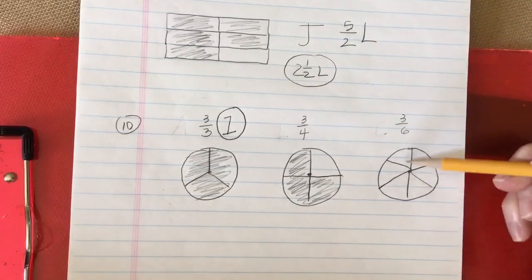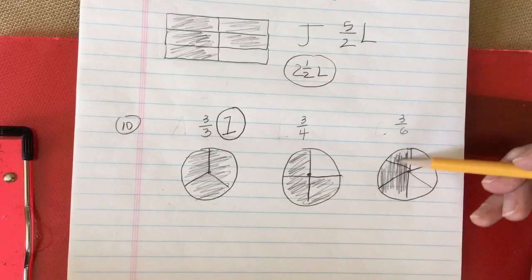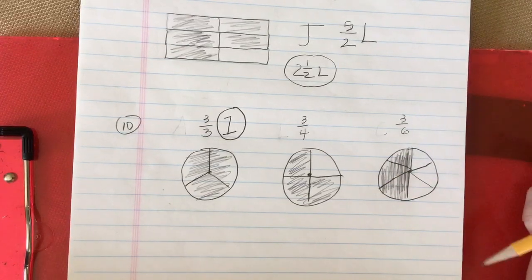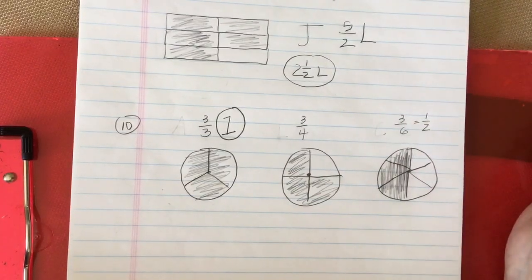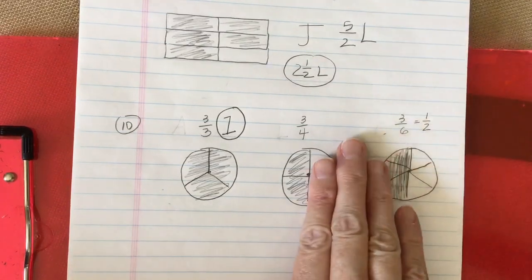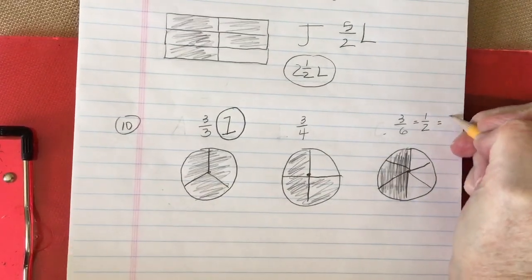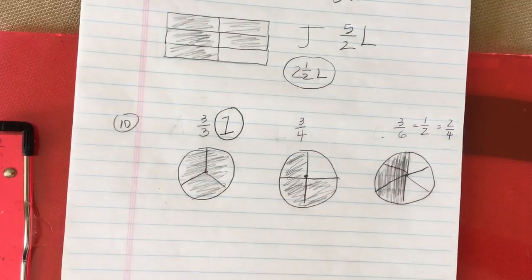And 3/6. What do you notice about 3/6? Can you think of an equivalent fraction right now for that? It's really like having half, right? And if we were going to change the half into fourths, if you changed a half into fourths, what would it be? 2/4. Ooh, we just created a little equivalence chain over here.